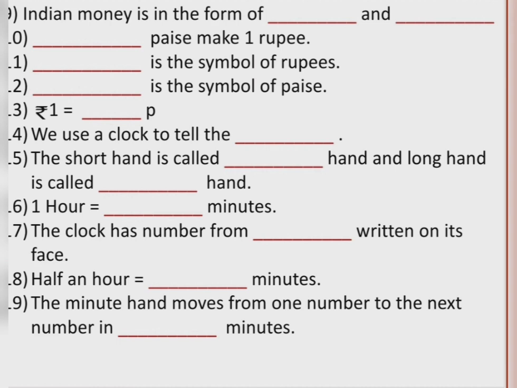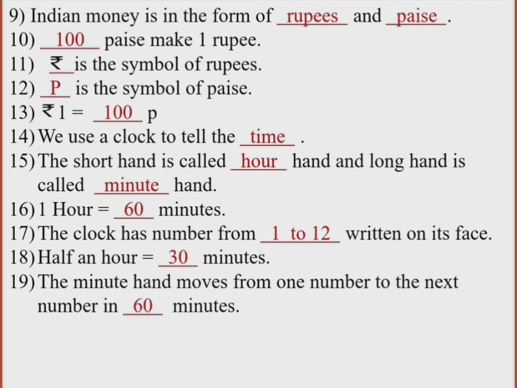P means paise. 14th, we use a clock to tell the dash. 15th, the short hand is called dash hand and the long hand is called dash hand. 16th, 1 hour is equal to dash minutes. 17th, the clock has numbers from dash written on its face. 18. Half an hour is equal to dash. 19. The minute hand moves from one number to the next number in dash minutes.